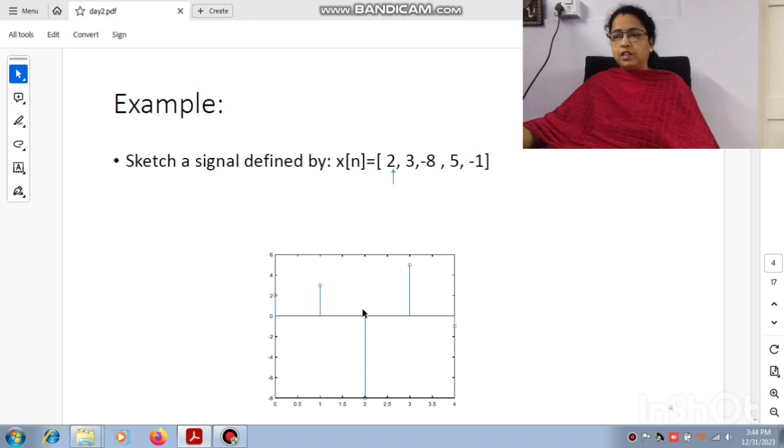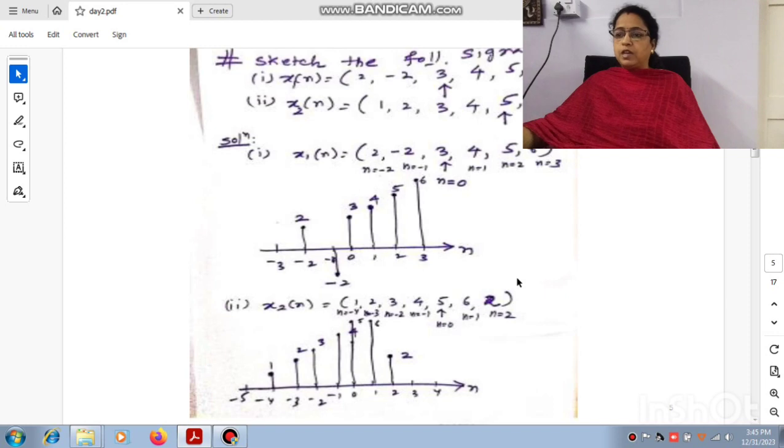At n equal to 3, the value is minus 8, and at n equal to 4, the value is 5. And at n equal to 5, the value is minus 1. So this is the way another signal x of n can be represented with the help of the delta signal. There are many examples we can try.